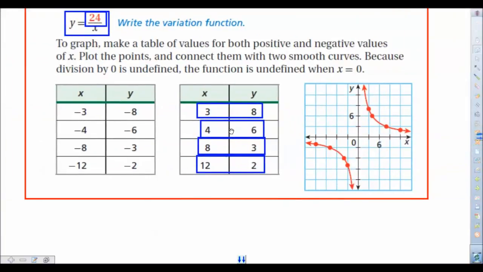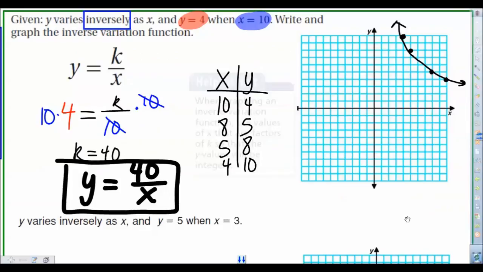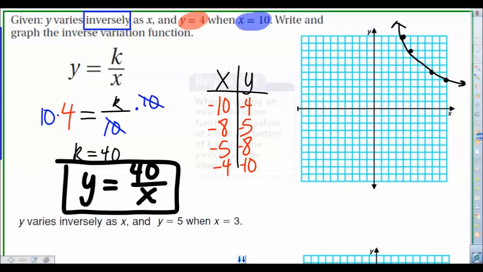Well, think about it. Once again, when you look at these numbers here, a positive times a positive would give us a positive 24. Isn't it also true that we can take a negative times a negative and still get a positive 24? Let's apply the same concept to our problem up above. Realize here, now I can just take all those numbers that are in my table and make them all negative. So now when we plot those points, -10, -4, it really just puts these points down here in the third quadrant. -8, -5. -5, -8. And -4, -10. So there's that branch.